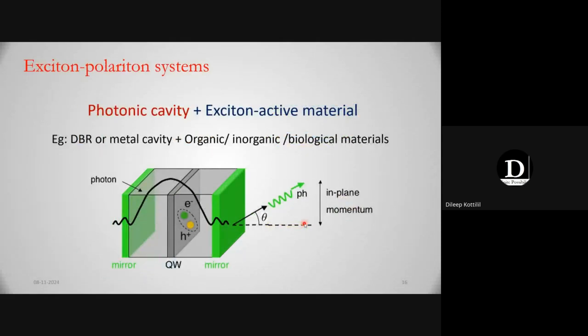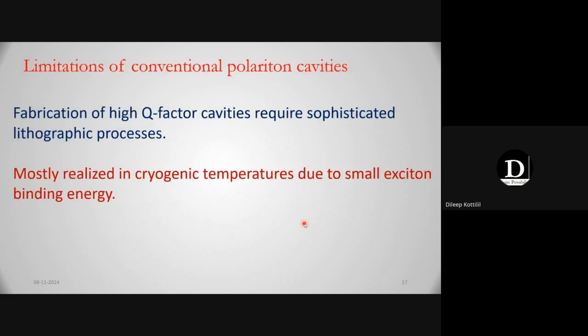So the usual strategy to design a polariton cavity is to get a cavity and to get an exciton active material. The common trend is to use a DBR or a metal cavity, and an inorganic or biological material as an exciton provider. But the problem with this normal approach is that fabrication of a high Q factor cavity requires very complicated lithographic processes, which many researchers can't afford, or it is very difficult.